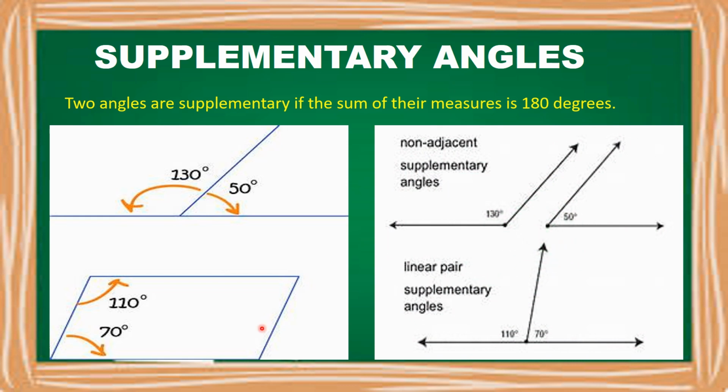There are supplementary angles that are non-adjacent, just like here in this picture. They are non-adjacent. They don't share a common vertex and side. There are also some that are a linear pair, that are adjacent and supplementary.